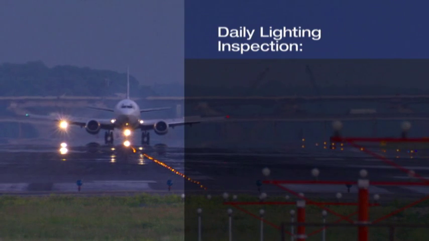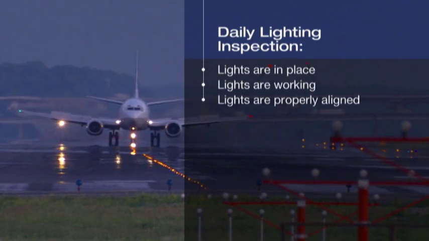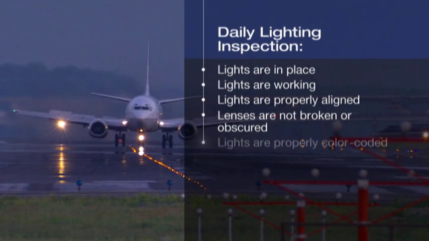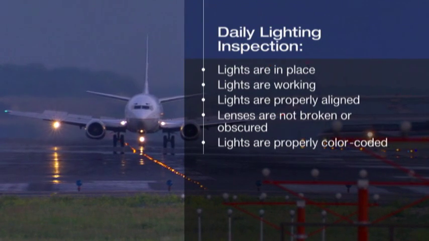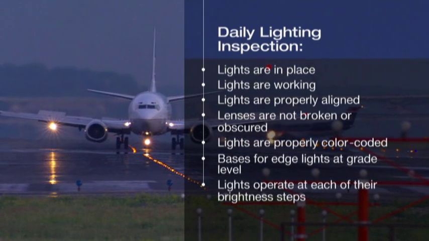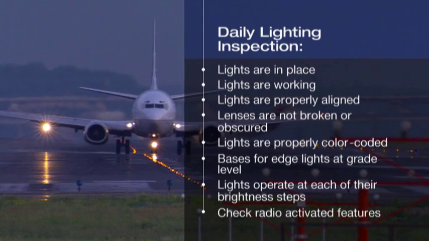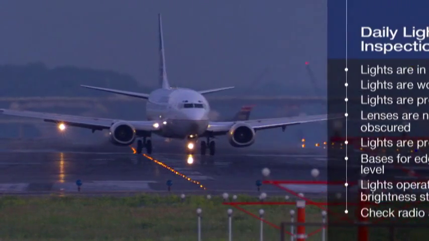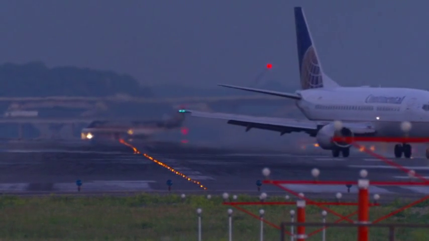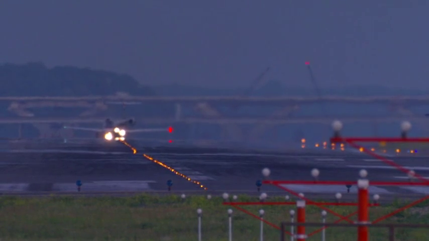Your daily lighting inspection should make sure that all lights are in place, are working, and are properly aligned, that the lenses are not broken or obscured by dirt, vegetation, or snow, that all lights are properly color-coded, and that the bases for all edge lights are at grade level. The lights should be operated at each of their brightness steps, and when they are designed to be radio activated, this feature should be checked as well. Lighting is a very important airport safety element. Without it, at night or in poor visibility, pilots lack a major source of vital information.